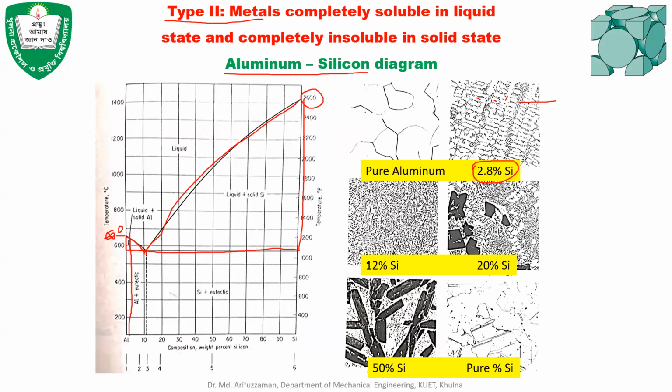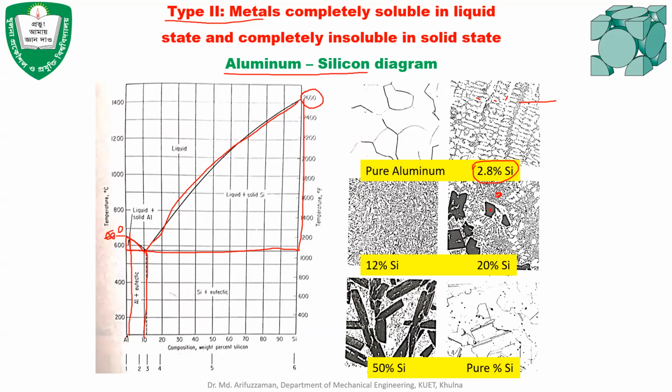When the silicon percentage increases to 12%, at the eutectic point, at this point, it will be a uniform mixture of aluminum and silicon. The whole microstructure will look like this. That means it is a mixture of aluminum and silicon. And when you increase the silicon content, you will start to find silicon grains with the eutectic mixture.